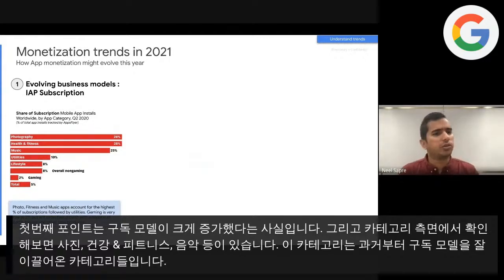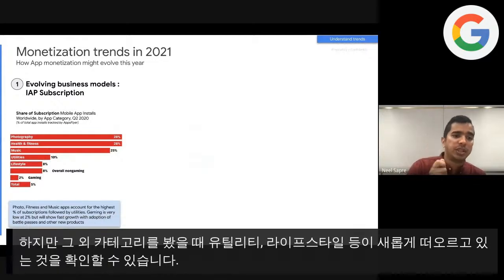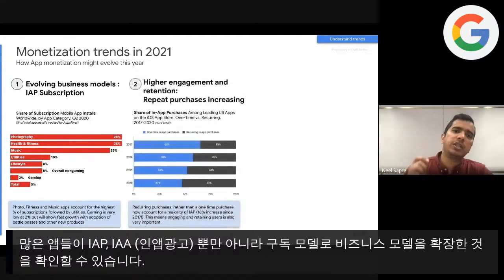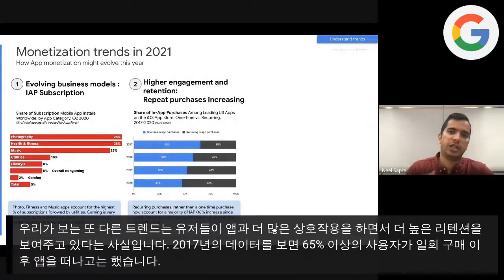These are categories that historically have been strong in subscription. But we also see utilities and lifestyle growing very quickly as far as subscription is concerned. So a lot of apps have started to move not only from IAP, but also into subscription business models. The next thing we see is higher engagement and retention.